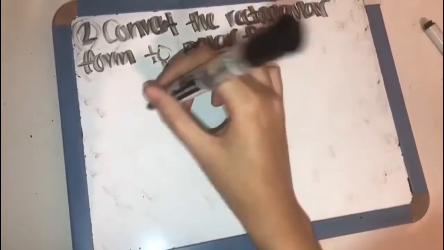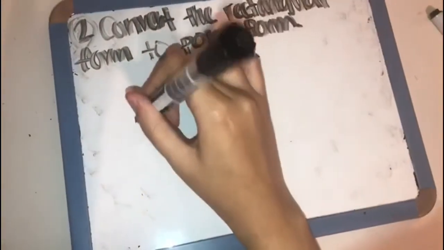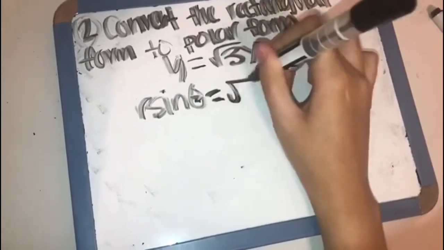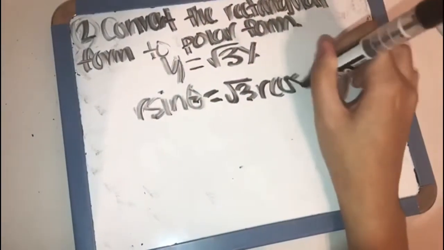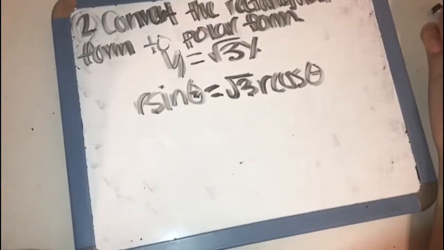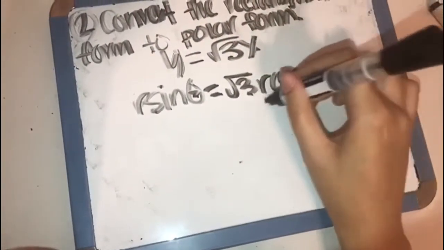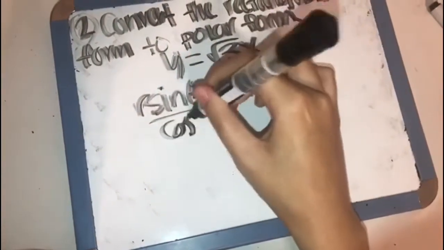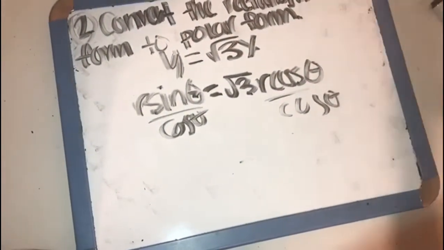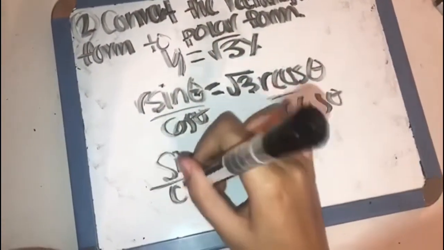Okay, so the r sine, let's do both of them at the same time. That would make more sense. So we could do r sine theta equals the square root of 3 times r cosine theta. So this is y and this is x. And now we have to bring them together, so basically divide them, right? So it'd be cosine here and cosine here, theta, theta. And if you think about it, in total, it would be sine theta over cosine theta.